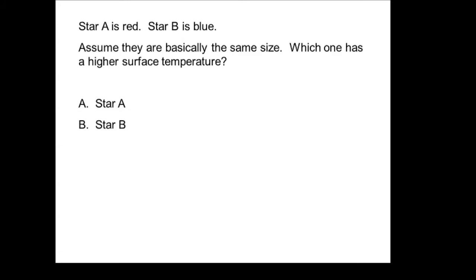All right. Got some astronomy poetry here. Star A is red and star B is blue. Assume they're basically the same size. Which one has a higher surface temperature? They're saying B. It is B.